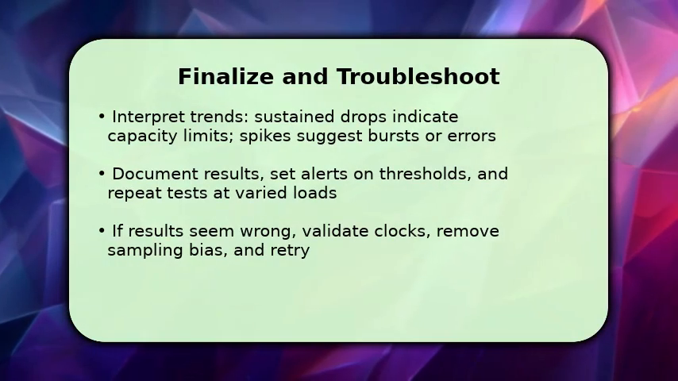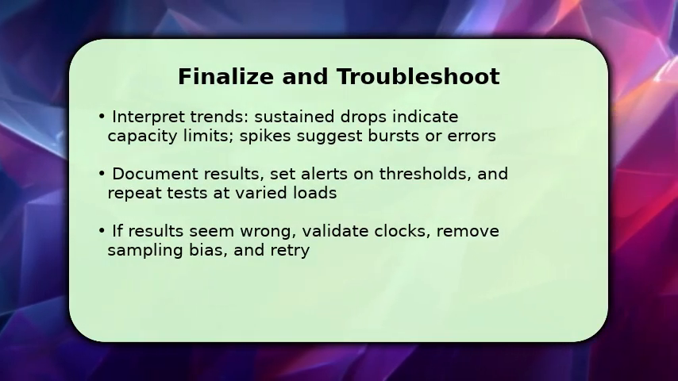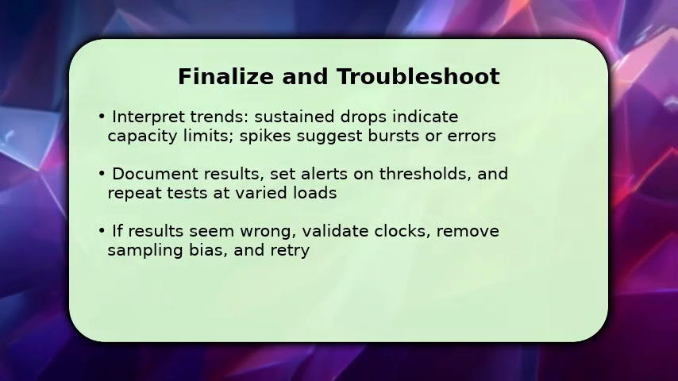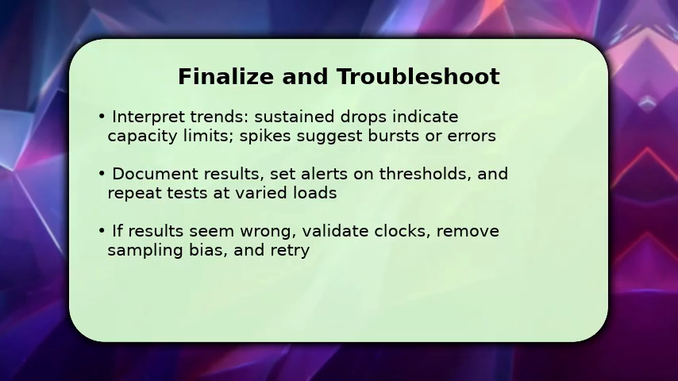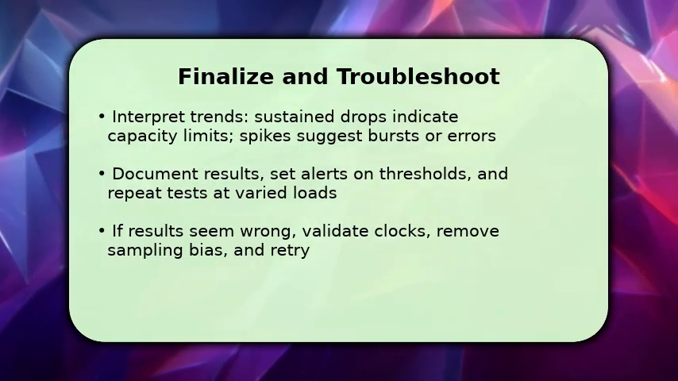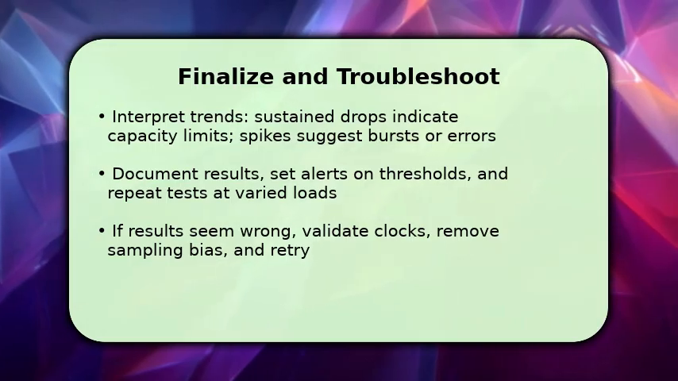To finish, interpret the clean net velocity curve. Look for sustained drops that point to capacity limits and spikes that indicate bursts or retransmissions. Document key metrics, define alert thresholds, and repeat tests under different load conditions to validate findings.